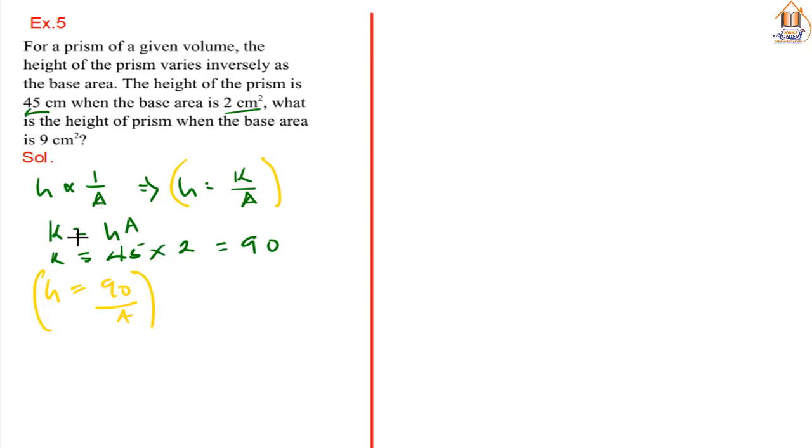Now, the B part of the question says that we should find the height of the prism when the area is 9 centimeter square. The height of the prism is therefore given as H is equal to 90 all over A. Here A is 9 centimeter square, so 90 over 9. Therefore, our H will be equal to 10. So the height of the prism when the area is 9 centimeter square is 10 centimeter.